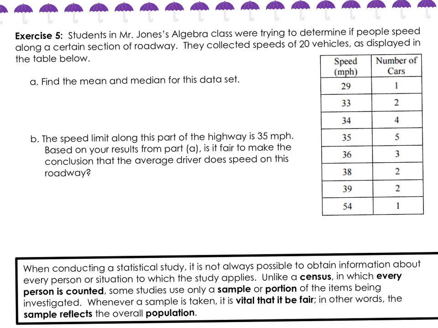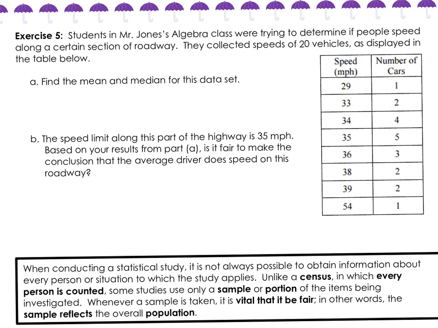Okay, the next one says, students in Mr. Jones' algebra class were trying to determine if people speed along a certain section of roadway. They collected speeds of 20 vehicles as displayed in the table below. Find the mean and median for this data set.